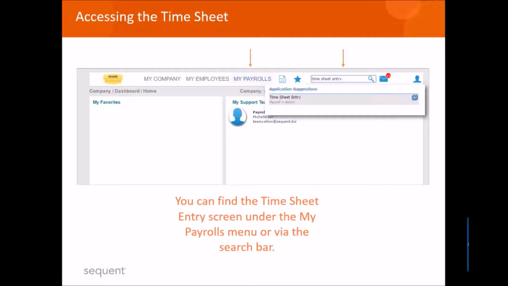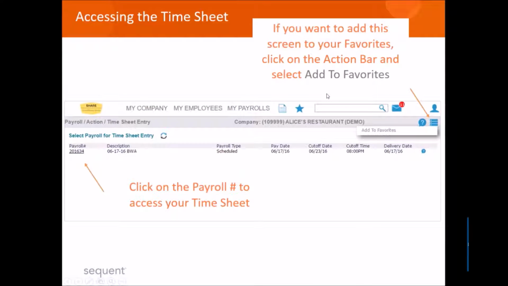Excellent. Now let's look at how you find the timesheet. A couple different ways, which I know I sound like a broken record there. You can either go through the My Payrolls drop-down menu and locate timesheet entry, or, my favorite, the search bar. Once you do that, you can access the timesheet entry by clicking here on gray, or as I mentioned before, if you'd like to pop it out, you can do that as well.